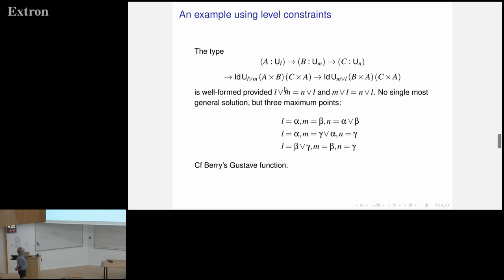And the funny thing about this is that we have no single most general solution of these constraints, but three maximal points written in those three lines. This is an example which comes from thinking in terms of stable domain theory and the Gustave function. Stable domains were invented in order to try to have a definition of sequentiality which forbade parallel or, but it didn't forbid the Gustave function. So this is a maybe contrived, but nevertheless interesting example of why you may want to work in a system with constraints.